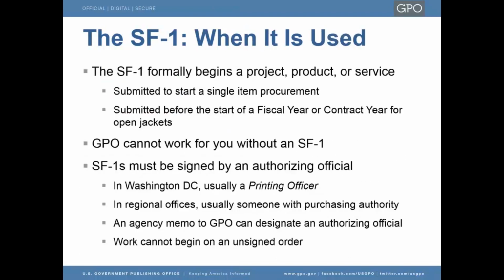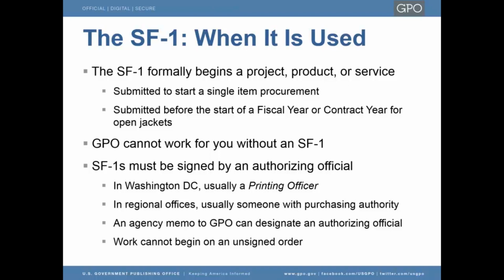You will submit an SF1 to GPO when you need to initiate a product or service. GPO cannot begin work on any product or service without an SF1. However, we encourage you to contact us at any time during the earliest planning stages of our project so that we can provide our expertise on how to best meet your agency's needs. If your product is something like a monthly, bi-monthly, or semi-annual publication run under our contractual vehicles such as term contracts, then an SF1 must be submitted either at the beginning of the fiscal year or the contract year, depending on the terms of that specific contract.